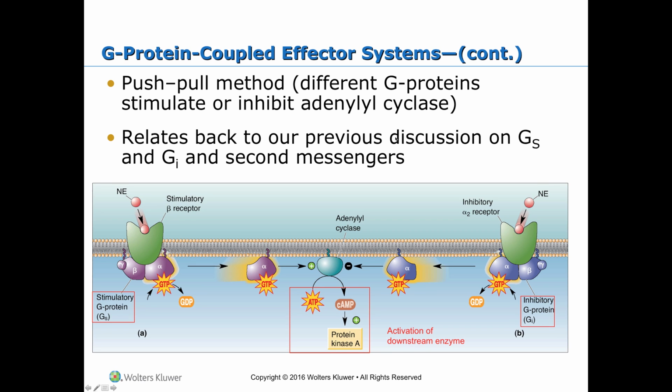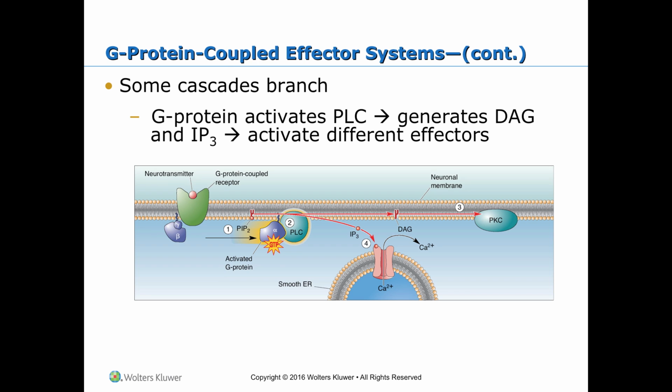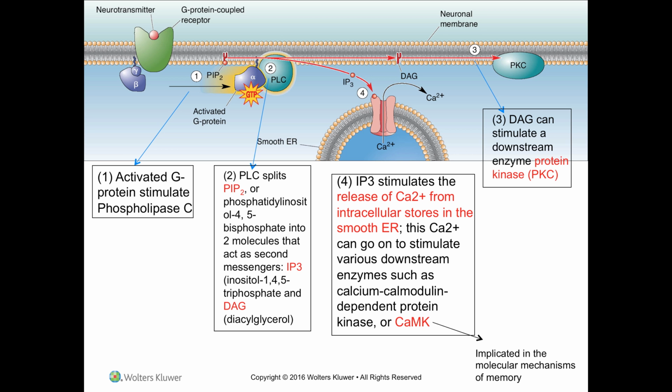So back to this whole idea that depending on the different type of receptor that you are bound to, you're going to have different effects. So some of these cascades branch. One example is when the G protein can activate phospholipase C, which can then generate diacylglycerol and inositol IP3, which can then activate different effectors.